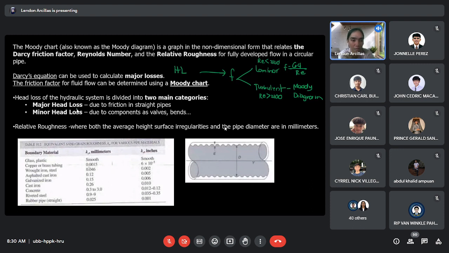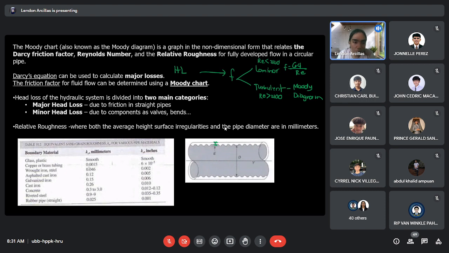So, ano ba yung relative roughness? Relative roughness is where both the average height of the surface irregularities and the pipe diameter are in millimeters. Ang relative roughness, ito yung distance ng kalawang sa rough, o yung thickness ng kalawang na napaloob sa rough. Ito yung dahilan kung bakit mayroon tayong friction, yung mga irregularities sa loob ng pipes. So, the more na luma yung pipe, the more malaki yung friction.